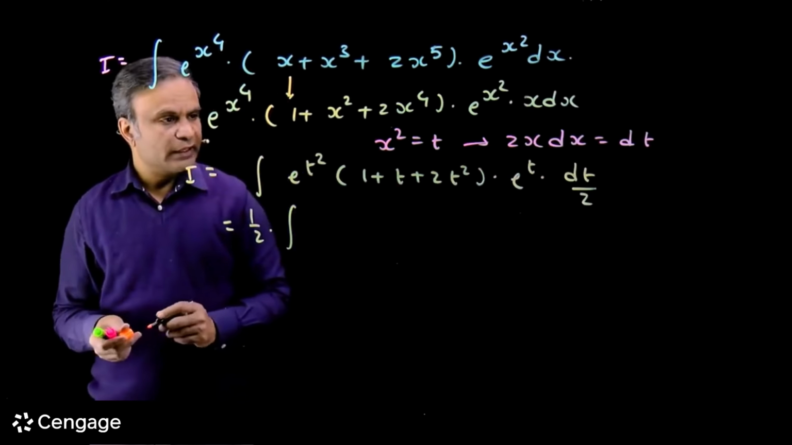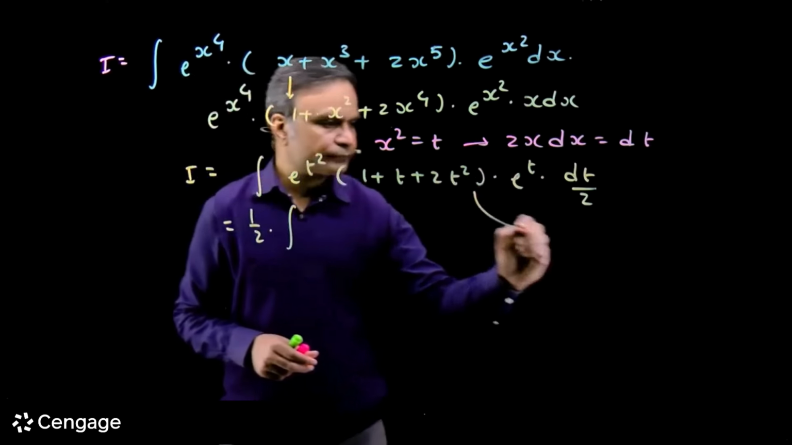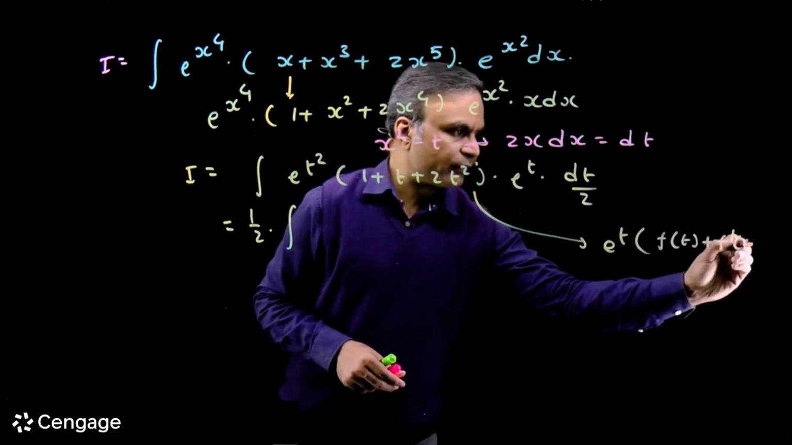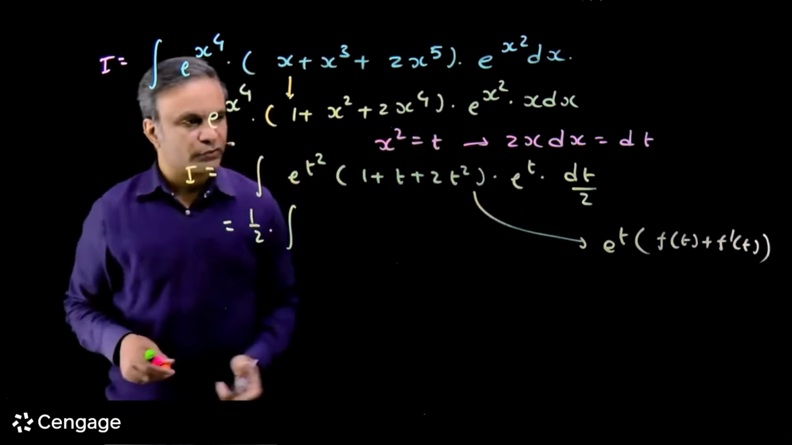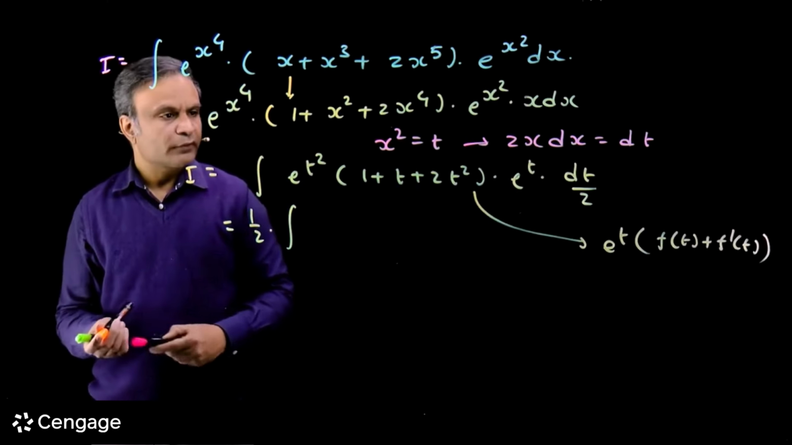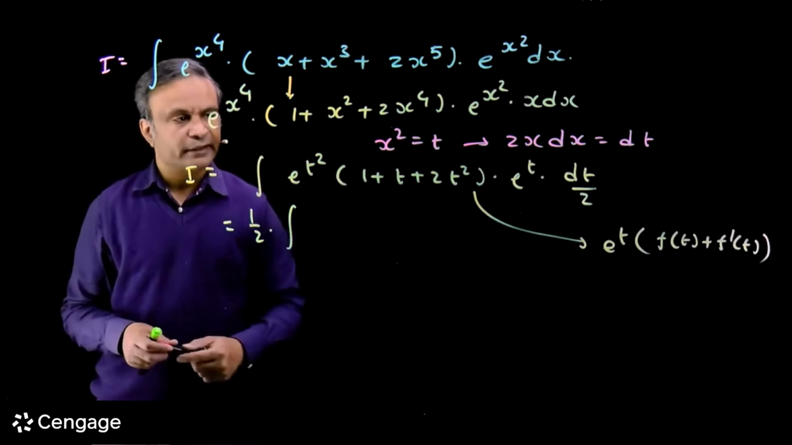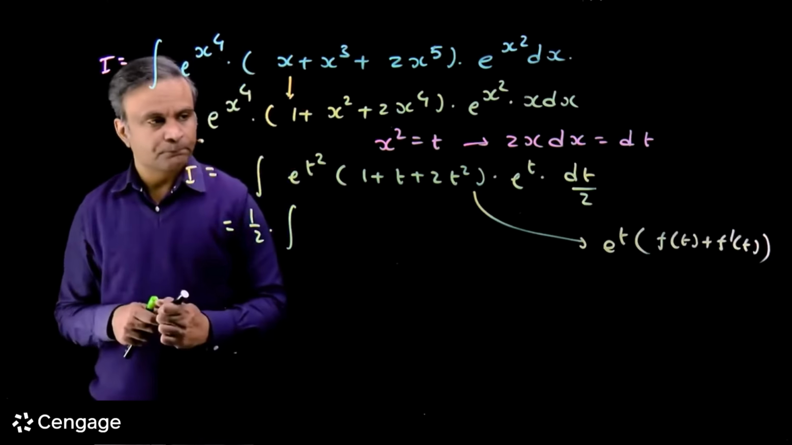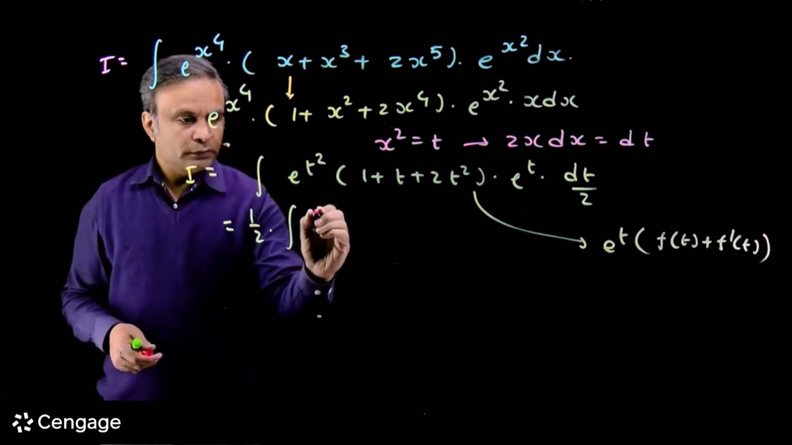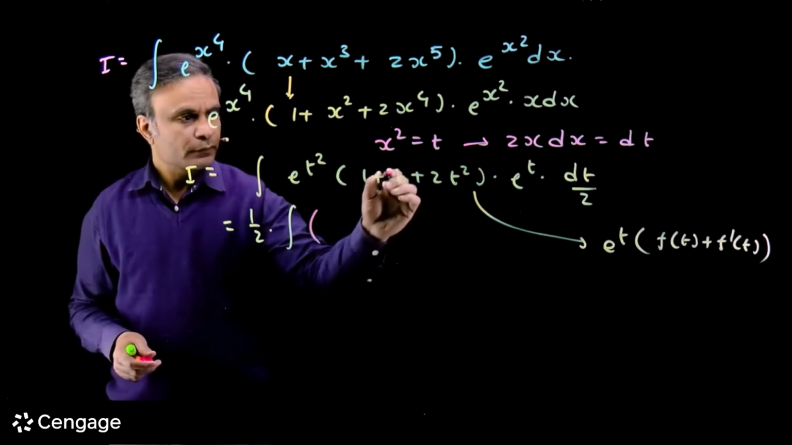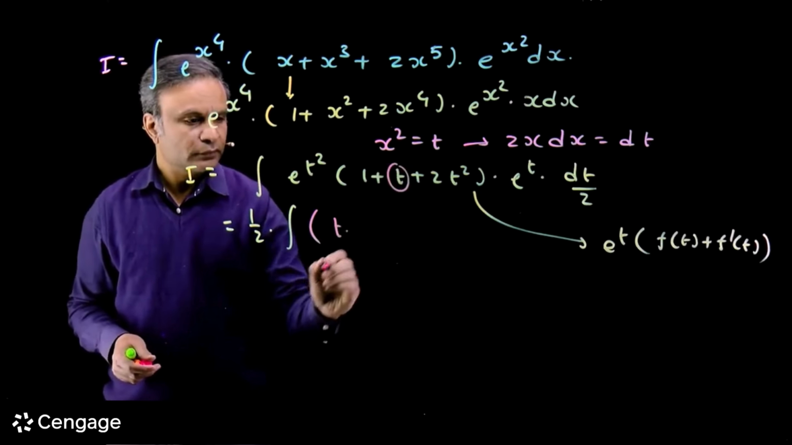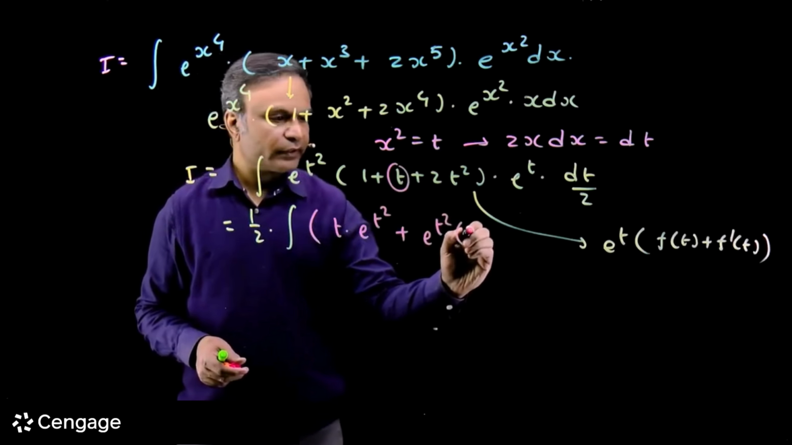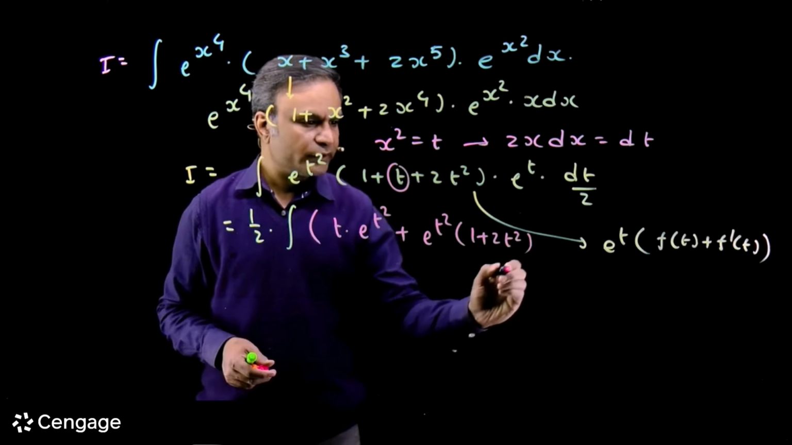Now our aim is to write this function as e power t multiply by f of t plus f prime t. हमें इस फॉर्म में रखना है इस फंक्शन को. Then definitely we are going to multiply e power t square inside bracket, but smartly, so that we get f of t plus f prime t. कैसे मल्टीप्लाई करेंगे? We have t multiply by e power t square plus e power t square multiply by 1 plus 2t square.